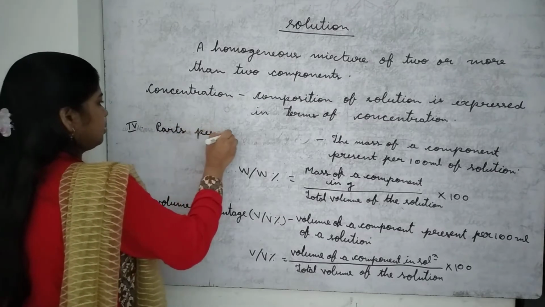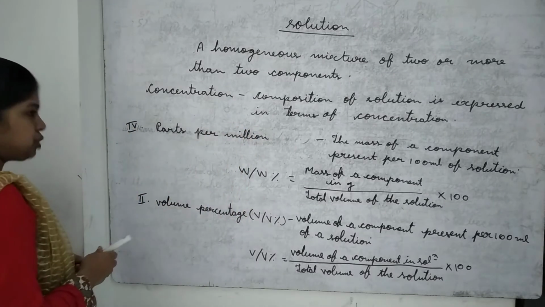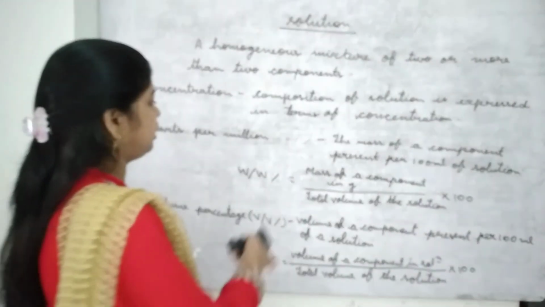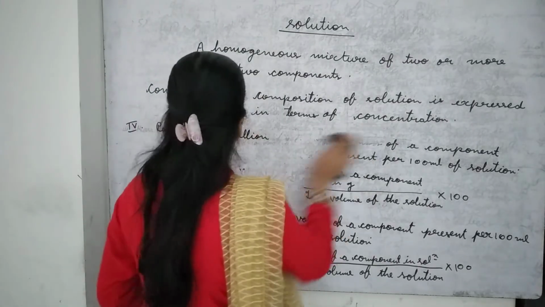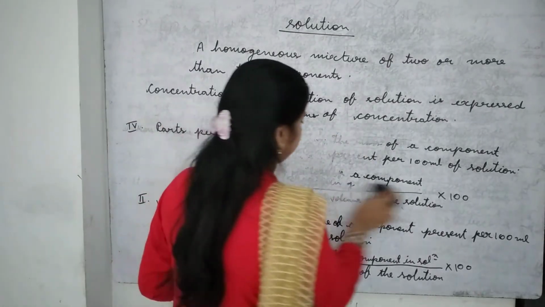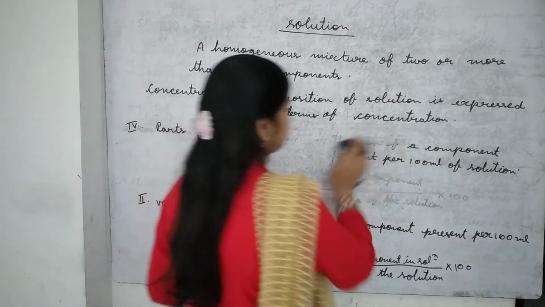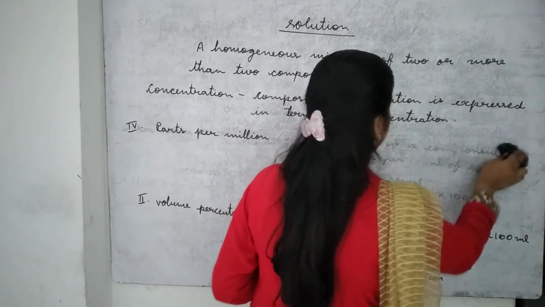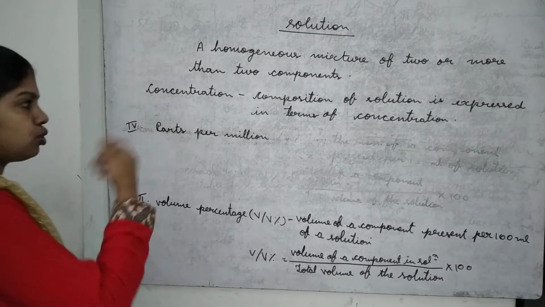Parts per million means how much part of a component is present in a million parts of solution. That is called parts per million, ppm. I think you all have studied about it, or if not studied, then you have seen it in the news also.